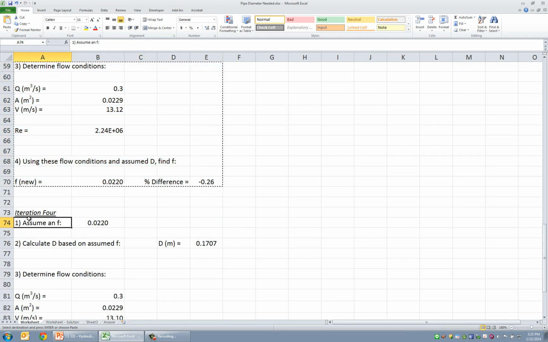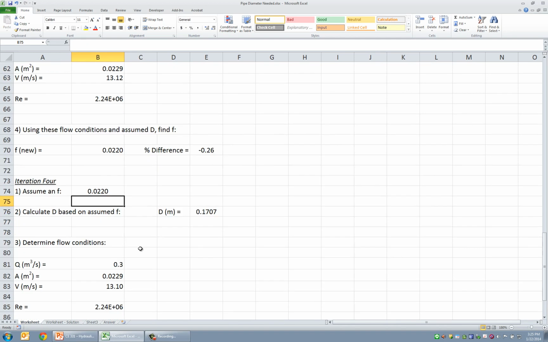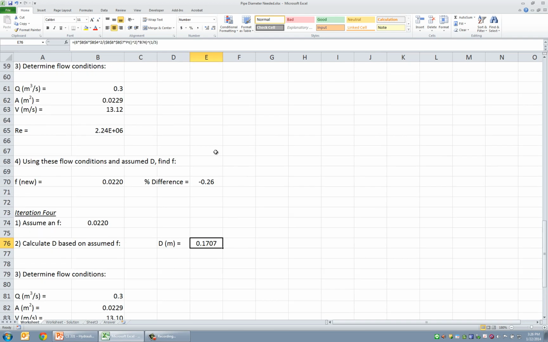Control V. Now I need to have it look at the output value of that F. But everything else, it does all by itself, and the percent difference is so small that the solution has converged. And we're excited about that, thus the exclamation points. And you can see that the F value coming out of that iteration is the same as the F value coming in, which means now we know the correct F value and we know the correct diameter.